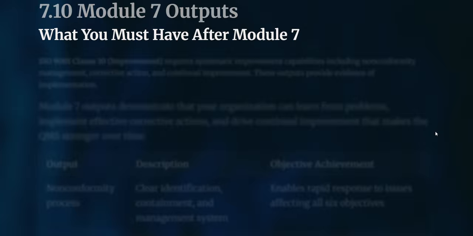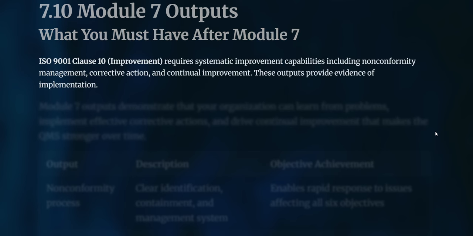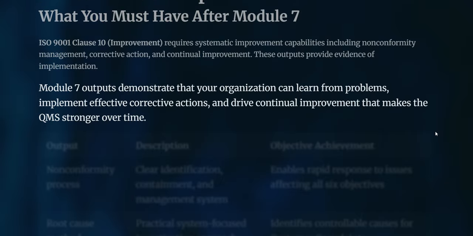The 10th topic today is the Module 7 outputs. What you must have after completing this module. ISO 9001 Clause 10 improvement requires systematic improvement capabilities including nonconformity management, corrective actions, and continual improvement. The following outputs provide evidence of implementation and you can replicate in your own organization.